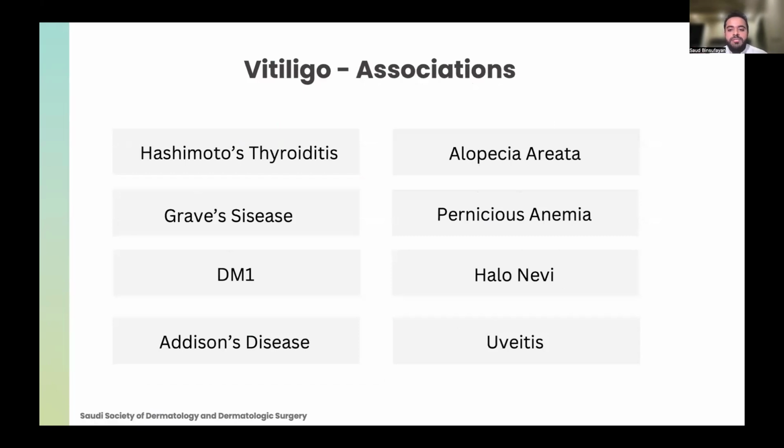Also, whenever we see patients with vitiligo, it's always good to ask about associated conditions like thyroid disease, Hashimoto's or Graves' disease, type 1 diabetes mellitus, Addison's disease, alopecia areata, pernicious anemia, halo nevi, and uveitis.